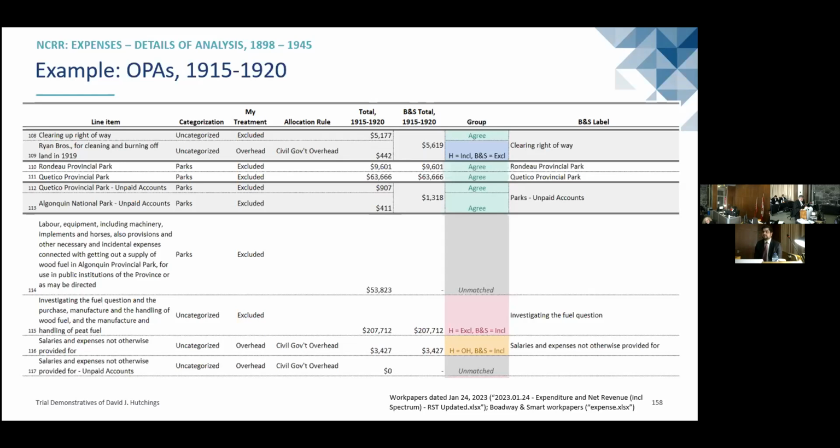In 115, we again have an investigation. This one particularly is an investigation on the fuel question and the purchase, manufacturing, and handling of wood fuel, and the manufacturing and handling of peat fuel.